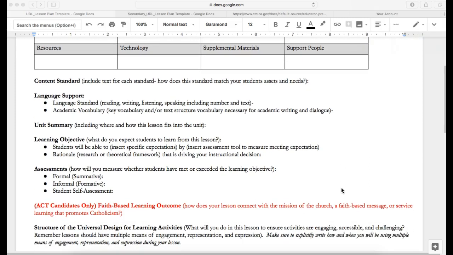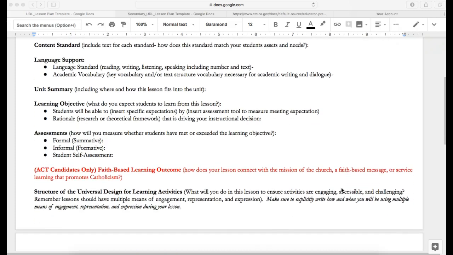Each one of your assignments should fit within some sort of unit or some sort of bigger picture. So the unit summary is where you explain where this lesson that you actually have here is fitting into an overall larger assignment. And then we have the learning objectives. So this is exactly what the students will be able to do, and then any sort of rationale that's driving your instructional decisions, which we'll go into more when we go into the example.